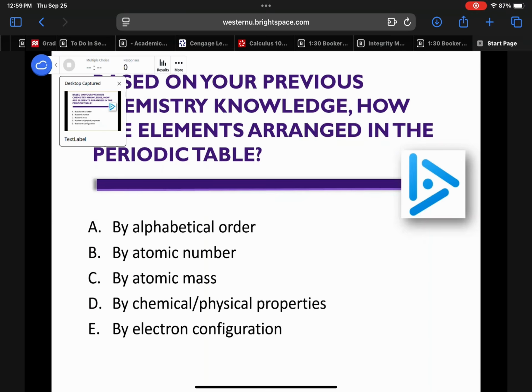So to kick us off on our new topic, based on your previous chemistry knowledge, how are elements arranged in the periodic table? Chat with the person beside you and answer your option.